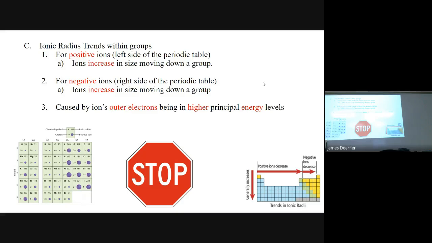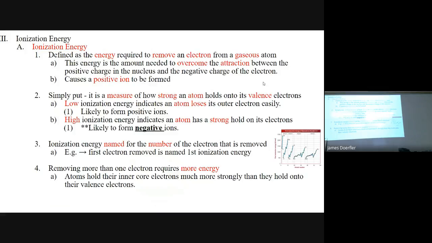Okay, I made a change in the notes, and I'll point it out to you because there was an error in some of the wording. So I'll get to that here in just a second. So the first trend that we're talking about is ionization energy.